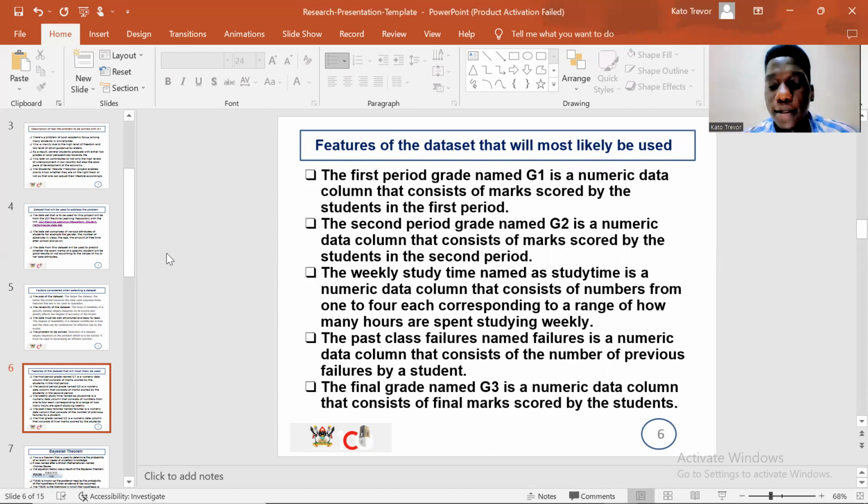For example, if someone studies for less than 2 hours a week, that would correspond to 1. Someone who studies for 2 to 4 hours would correspond to 2, and so on. Then the past failures of the student, if someone has failed in the past in a certain class. I would also be using the final grade, named G3, and the final grade would actually be predicted by the algorithm.